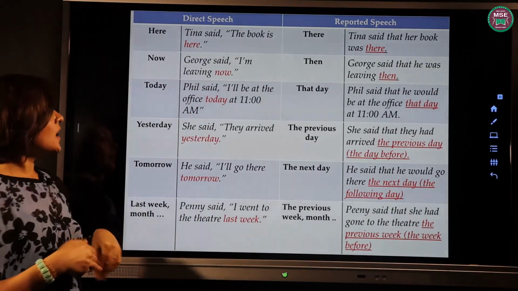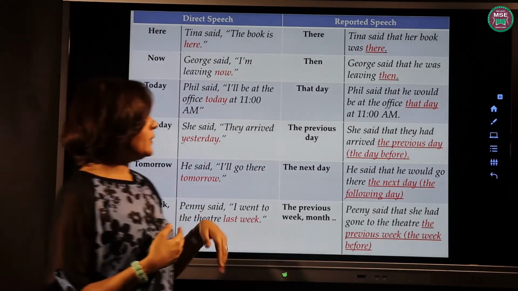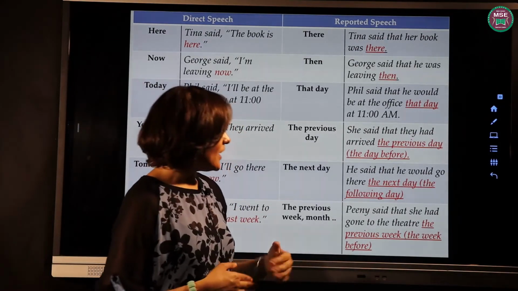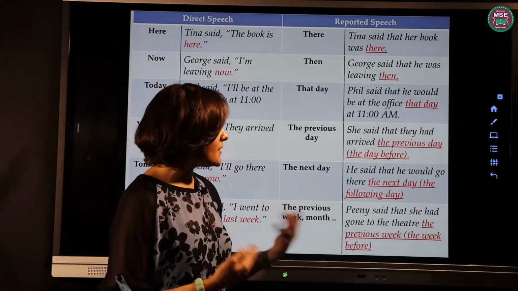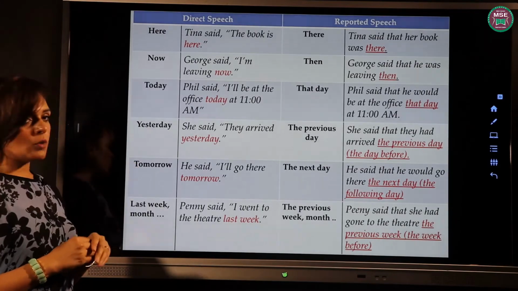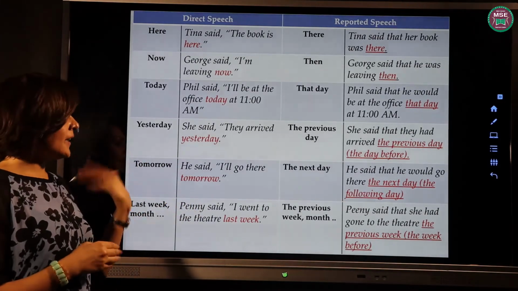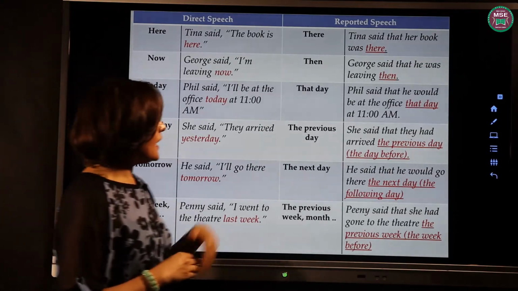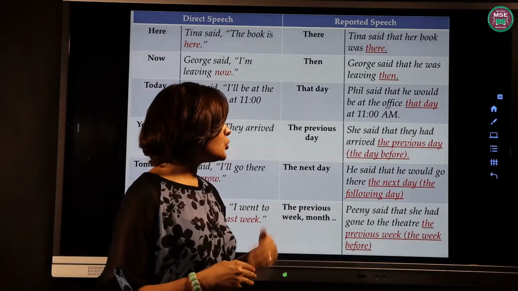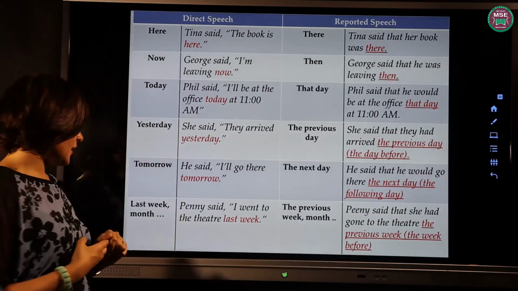Yesterday, she said, they arrived yesterday. It will be, she said that they had arrived the previous day or the day before. For tomorrow, he said, I will go there tomorrow. In the indirect speech, we say, he said that he would go there the next day or the following day.